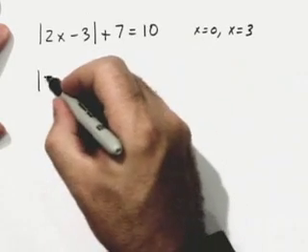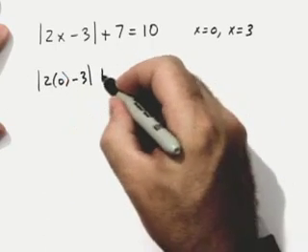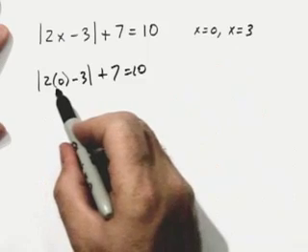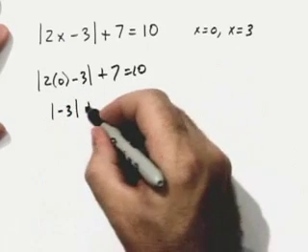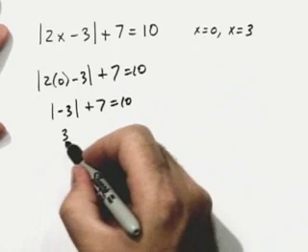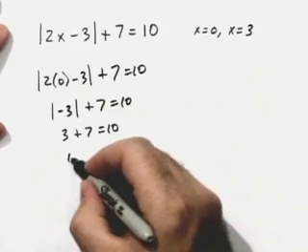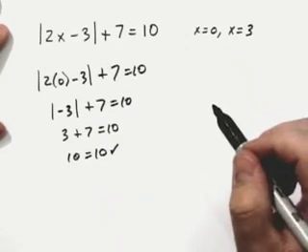Starting with x equal to 0, we have the absolute value of 2 times 0 minus 3 plus 7 equals 10. 2 times 0 is 0 minus 3, so we'll have the absolute value of negative 3 plus 7 equals 10. The absolute value of negative 3 is positive 3. So we get 3 plus 7 equals 10, or 10 equals 10. So x equal to 0 checks as a solution.